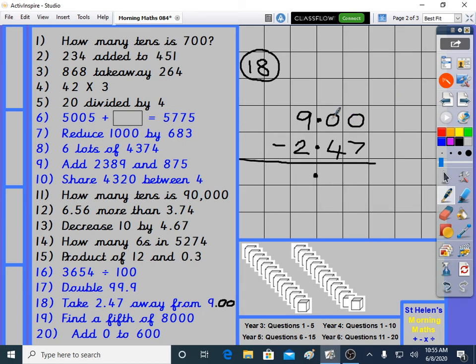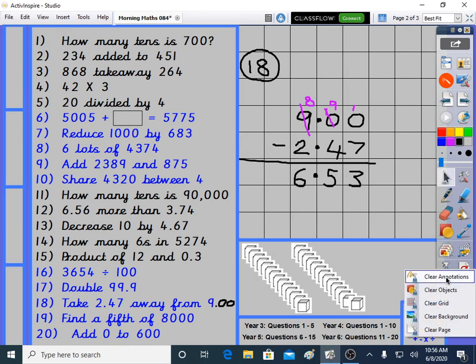Let's do our taking away. Lots of borrowing or taking. 10 take away 7, 3. 9 take away 4, 5. 8 take away 2, 6. 6.53. 9 take away 2 and a bit is 6 and a bit. There's a number bond check, because those number bonds make 100, don't they? 47 and 53. 6.53, and we're on question 19.